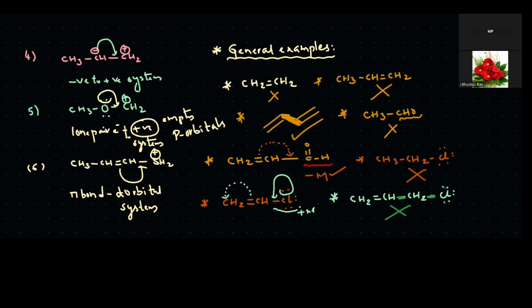Next example is CH2 double bond CH2 plus. This one. Here empty p orbital, here pi bond. This pi bond donates the electrons to carbon. Here also this group acts as a plus M group only. This one donates the electrons. So this group alone acts as a plus M. Next, another one.